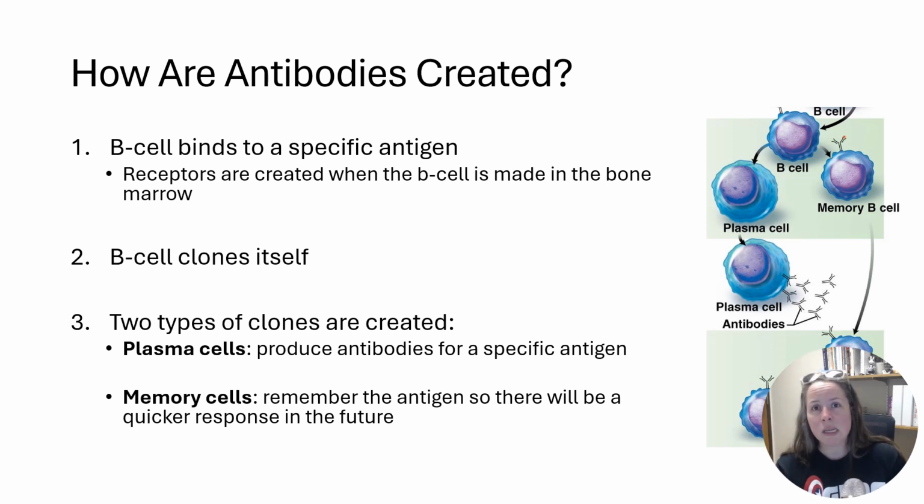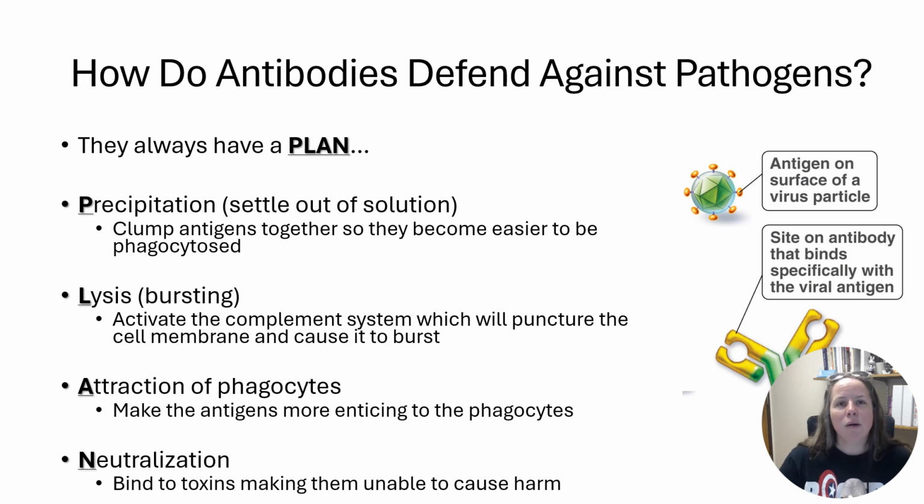So the plasma cells are for the here and now. They're going to produce all those antibodies, which we'll talk about how those help get rid of the pathogen. And the memory B cells are for our immunological memory, for the future. So they're going to be floating around in your bloodstream or in your lymph nodes or in your spleen, wherever they need to be. And if they bind to something that they've seen before, it's going to trigger a different type of response.